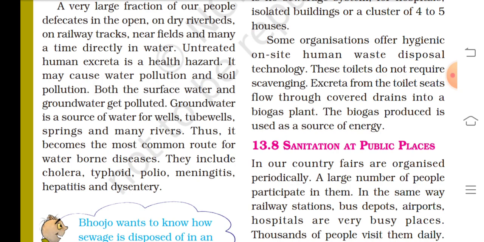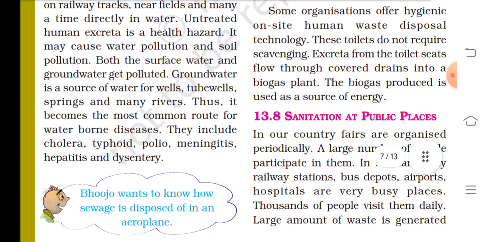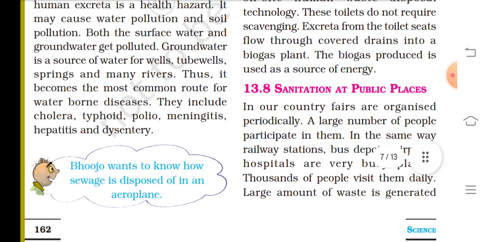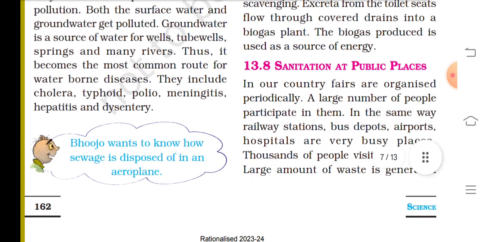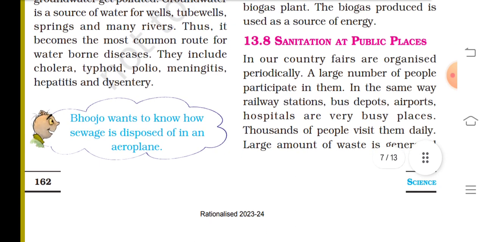Untreated human excreta is a health hazard. It may cause water pollution and soil pollution. Both surface water and groundwater get polluted. Groundwater is a source of water for wells, tubewells, springs, and many rivers. Thus, it becomes the most common route for waterborne diseases. They include cholera, typhoid, polio, meningitis, hepatitis, and dysentery.